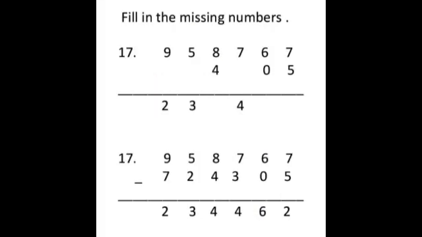See question number 17. Fill the missing number. Here you have to fill the missing number. Simple. 7 minus 5, that is 2. 6 minus 0, that is 6. Now here the minuend is given and the difference is given. You have to find the subtrahend. In this case you have to subtract 7 minus 4, that is 3. Then the same thing here, 8 minus 4, 4. 5 minus 3, 2. And 9 minus 2, 7.